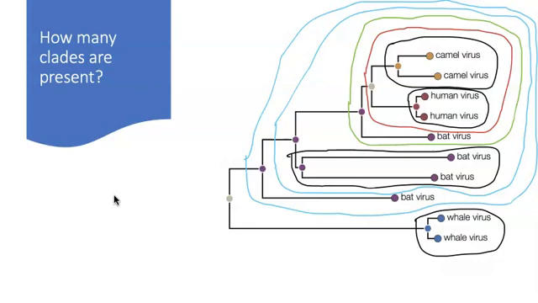As you can see, the two camel viruses, they are a clade. Human viruses are a clade. I'm trying to make a different color just to make it less confusing. Pretty much the easiest way to tell if it's a clade or not is you just take some scissors and you just snip it right on one of the branches. Everything that falls off is going to be a clade.